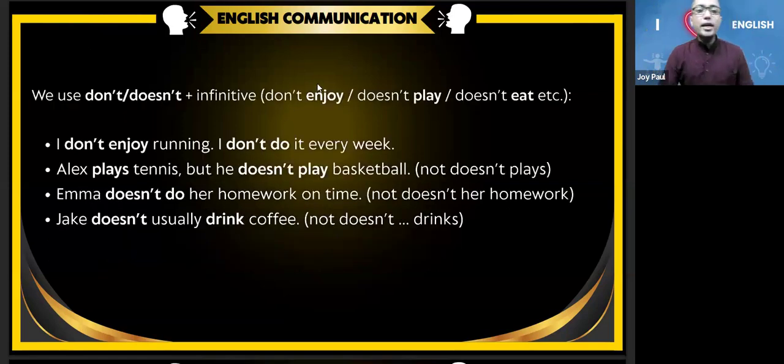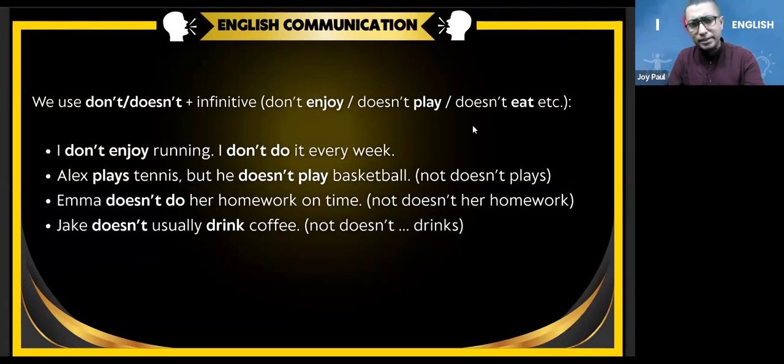Great. Now we use don't or doesn't plus the infinitive. Let's say don't enjoy, doesn't play, doesn't eat. Let's see a few examples. I don't enjoy running. I do not. I don't do it every week.